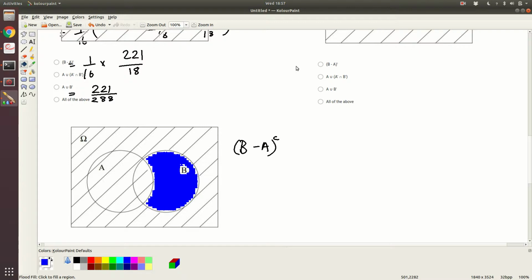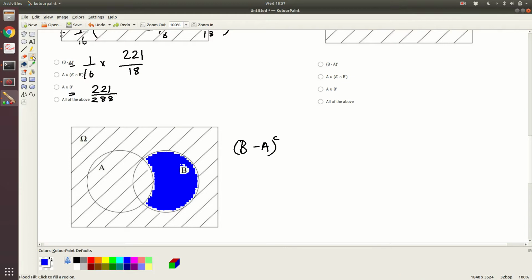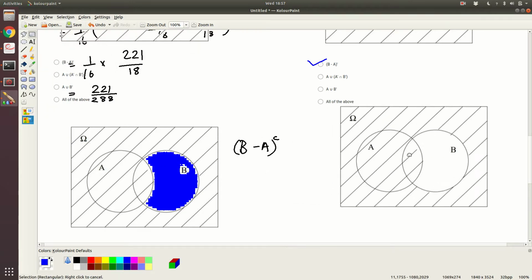Okay, because B minus A is definitely, I'm sorry about that. So B minus A is definitely correct. But see, there is an option which says all of the above. So we have to verify if indeed everything is there or not. So let's put one more figure for the other one.